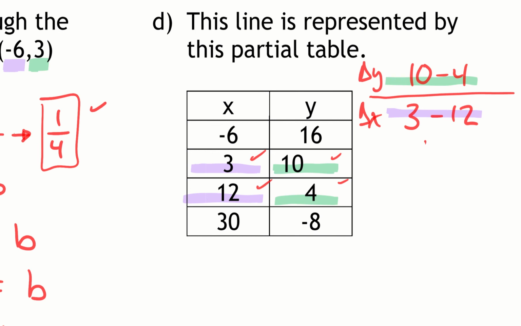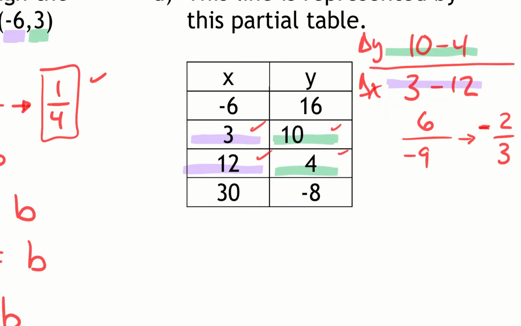10 minus 4 is 6. 3 minus 12, I believe, is negative 9. Those both are divisible by 3. There's a common factor of 3. 6 divided by 3 is 2, and 9 divided by 3 is 3. Only one of those two differences was a negative number, so this is a negative slope. So I'll just say the slope is negative 2/3. Down 2 over 3, down 2 over 3 is the slope pattern.